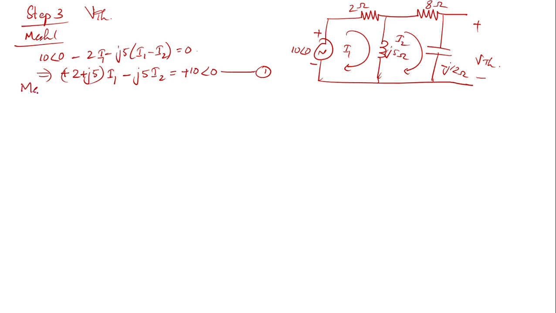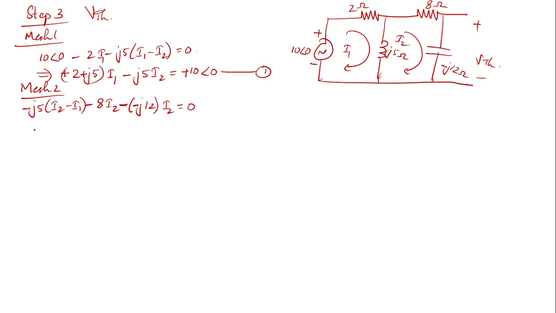Next I'm going to write the mesh 2 equation. You have minus j5 into (I2 minus I1) minus 8 I2 minus of minus j12 into I2. I hope it is clear why I have written minus of minus j12 I2. Already you have to give a minus for the mesh analysis, and this minus is that of the capacitor.